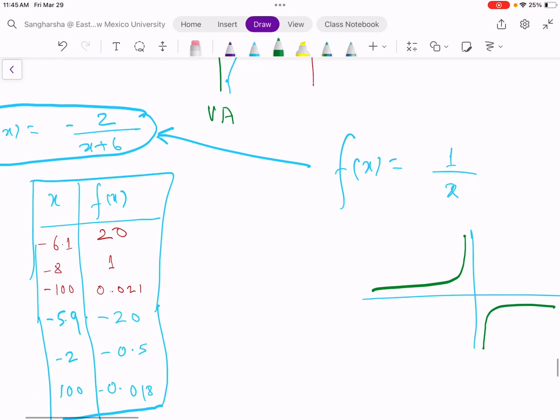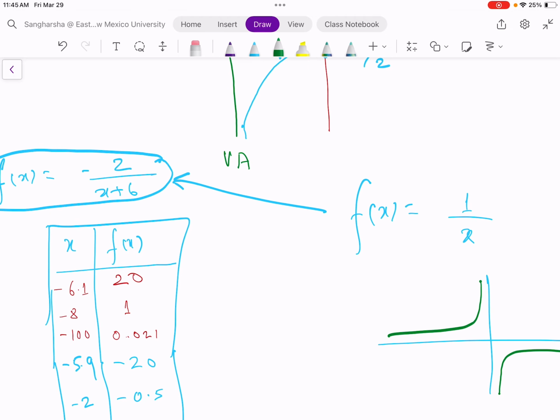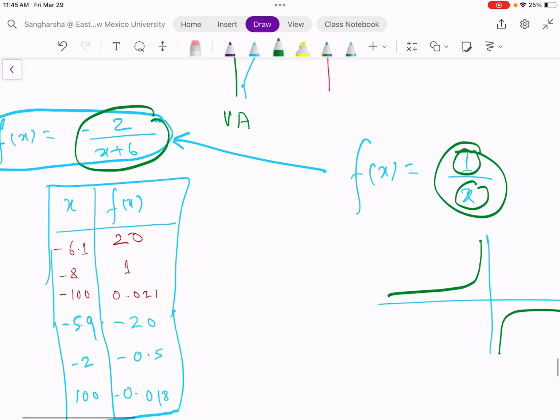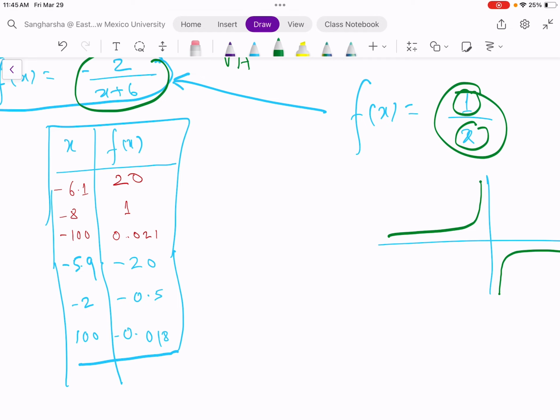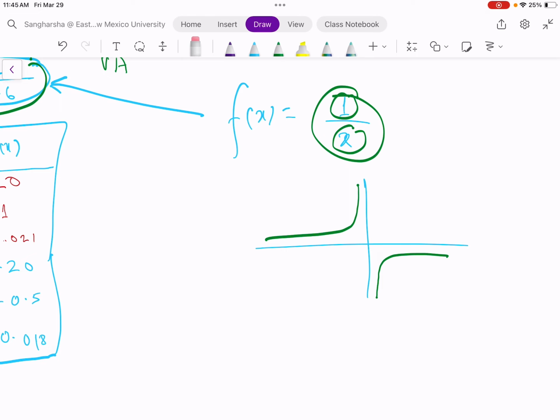Now how can we get this function from this basic function? So if we compare, for 1 we have -2. For x we have x plus 6, right? So how do we get the negative? What happens when you multiply a function by a negative? A reflection occurs. So you reflect the basic graph. Now I know this, okay, this is again wrong. The reason is that this is our final graph.